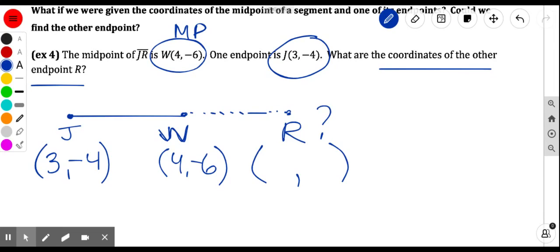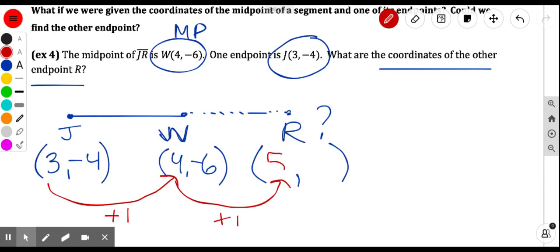So the values of x are going to be right in the middle of the 2 endpoint x's. What I mean by that is, if I look from 3 to 4, how do I get from 3 to 4? What do I add to 3 to get to 4? Or subtract sometimes. I add 1 to 3 to get 4, right? So that means from the midpoint to the other endpoint, the x value is going to be another 1, because this W is right in the center. So 4 is right in the middle of 3 and 5, right?